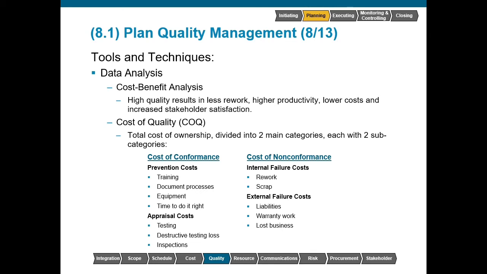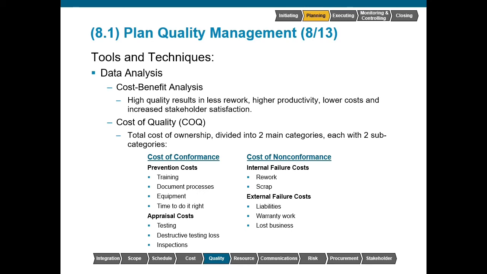Now, if we do not pay the cost of conformance, we're going to end up paying the cost of nonconformance at some point. The two subcategories here are the internal and external failure costs. An internal failure is when we caught it before it got to the customer. An external failure is where the customer catches it. So if we catch this defect, we have the ability to do some degree of rework if we can to make it conform. If we cannot make it conform, then we have to scrap it.